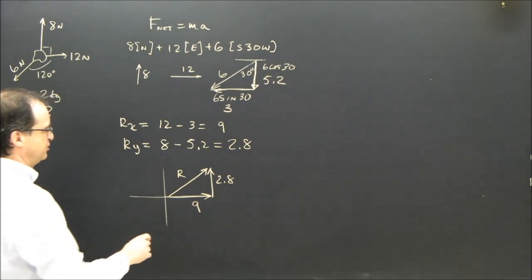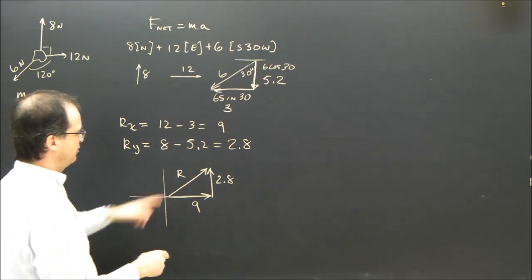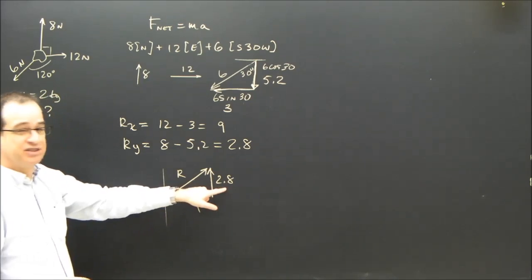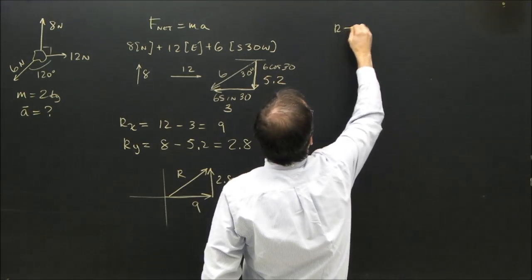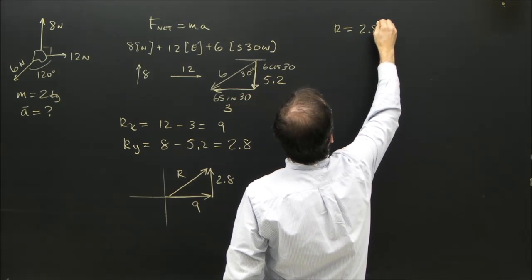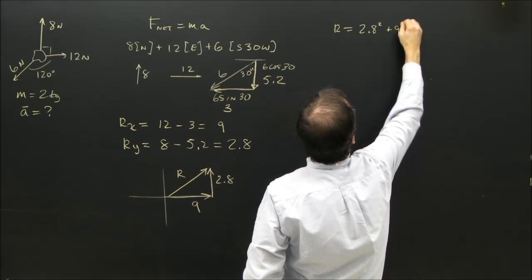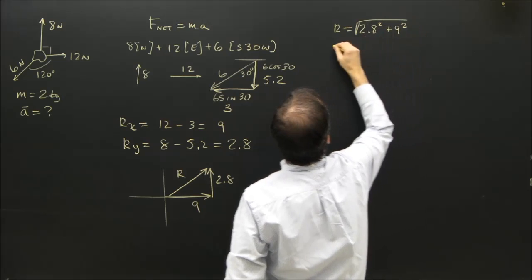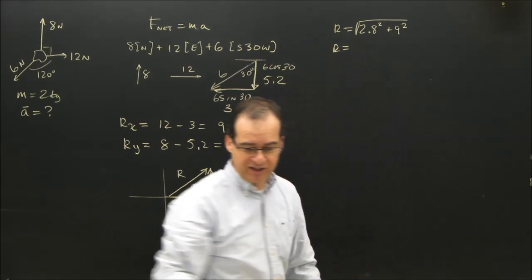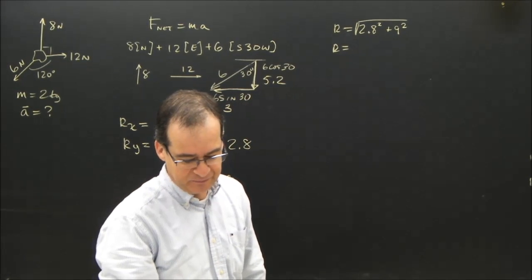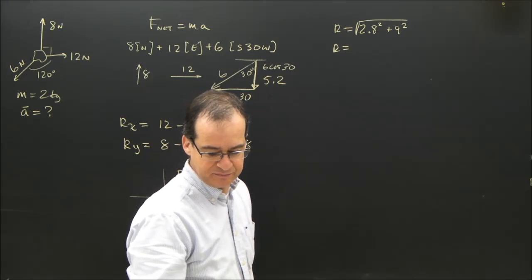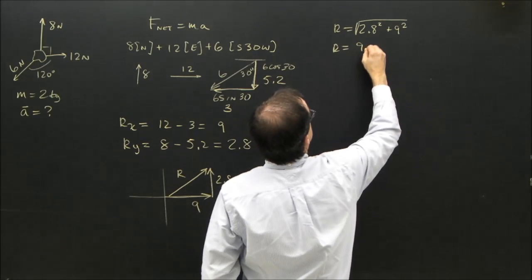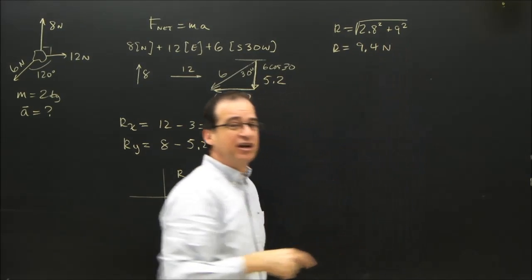There's my resultant. Remember, the result is adding up all these. That's my net force. So how do I find the resultant? Well, I take this squared plus this squared, take the square root. That's Pythagoras. So the result is 2.8 squared plus 9 squared, take the square root. The result is 9.4. I've rounded it off a bit.